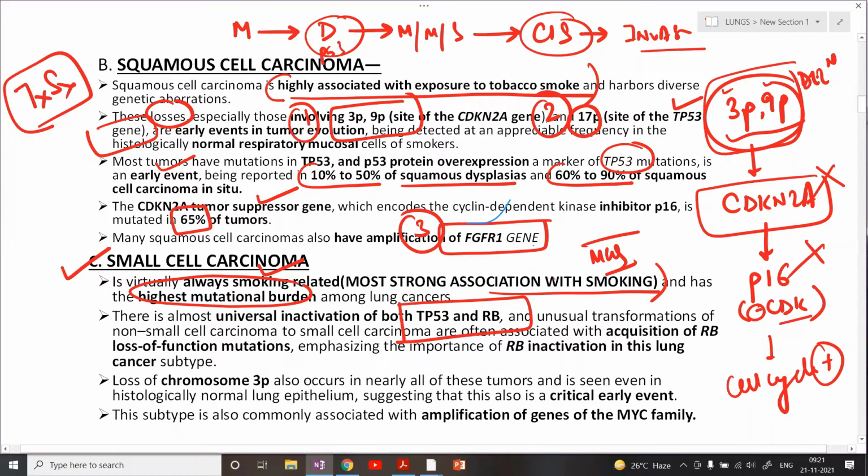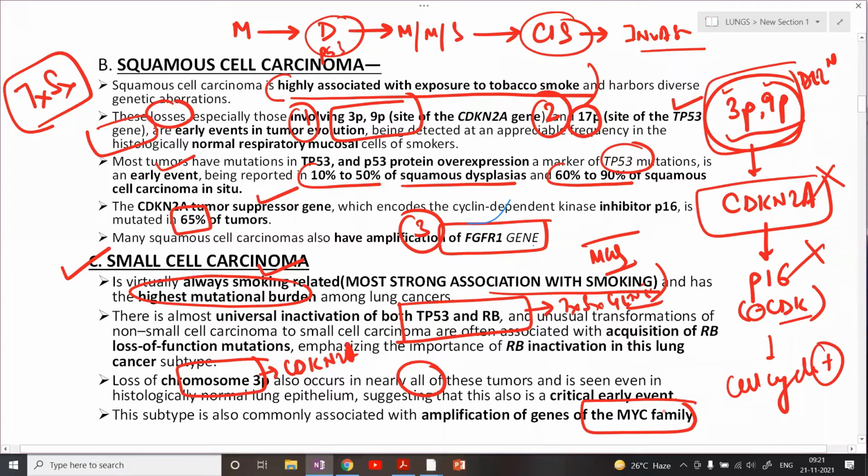In small cell carcinoma, there is universal inactivation of both TP53 and RB. Both are the most important tumor suppressor genes in our body, so if there is a loss or inactivation of these genes, the problem will arise. Loss of 3p also occurs in nearly all the tumors. If you remember, 3p harbors the tumor suppressor gene CDKN2A, and this subtype is also associated with amplification of genes of the MYC family.